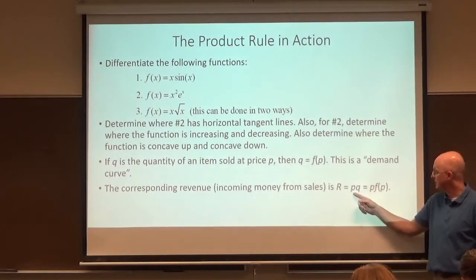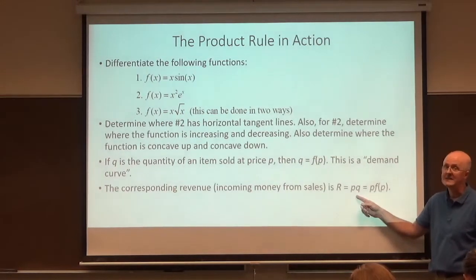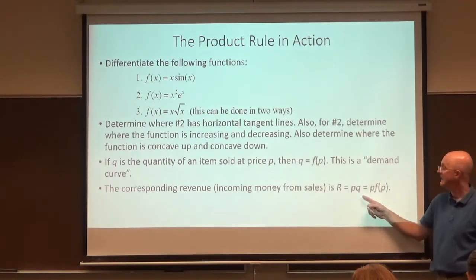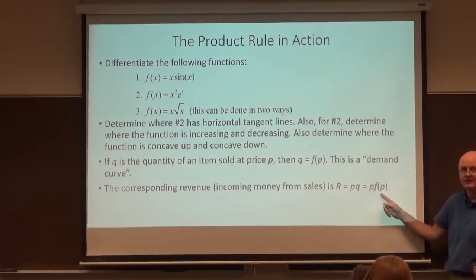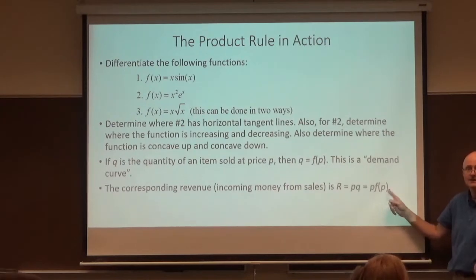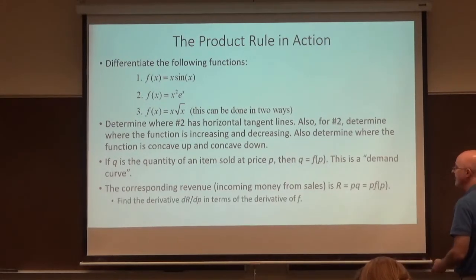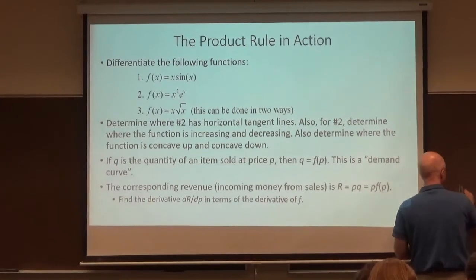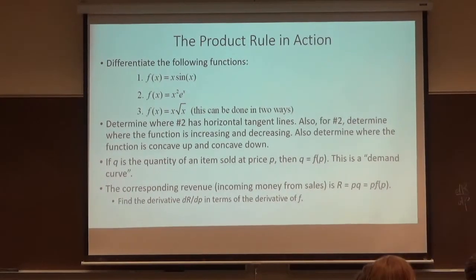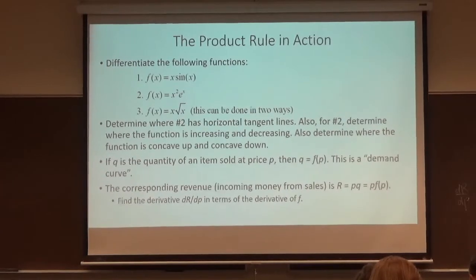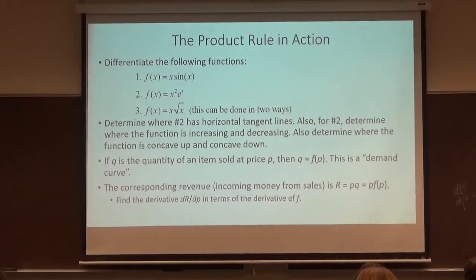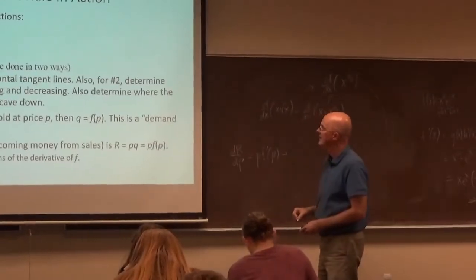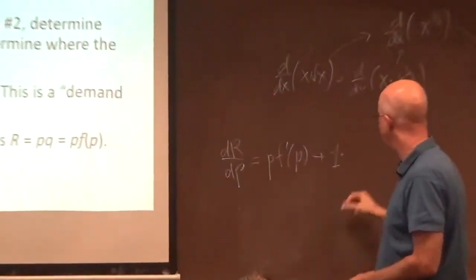The answer is not Q. The derivative of this with respect to P is not equal to Q, because Q is not constant. It depends on P. Revenue is really this function of P, P times f of P. To differentiate it, you need the product rule. What is dR/dP? The first function is P, times the derivative of the second function, f prime of P, plus the derivative of the first function, 1, times the second function.